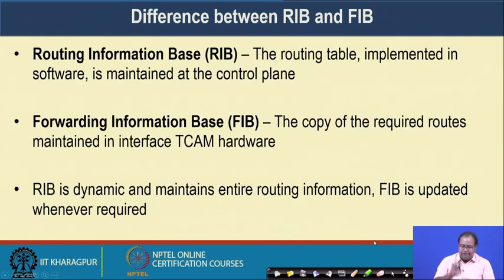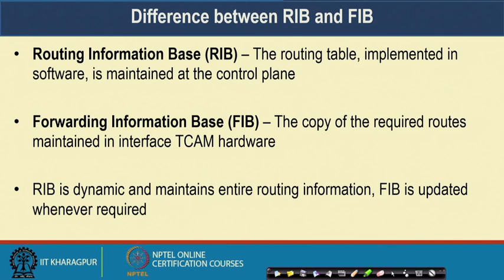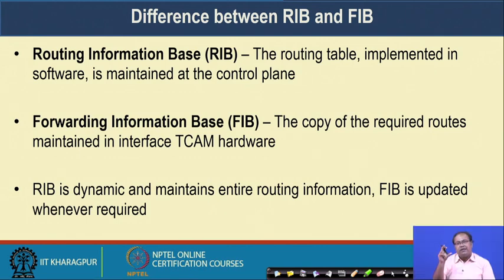The difference between RIB and FIB is that the routing information base is the original software routing table, which is implemented in software and maintained at the control plane, and the forwarding information base is the copy of the required routes maintained at the interface in the TCAM hardware. Now, this RIB is dynamic and maintains the entire routing information, whereas the FIB is updated whenever required.